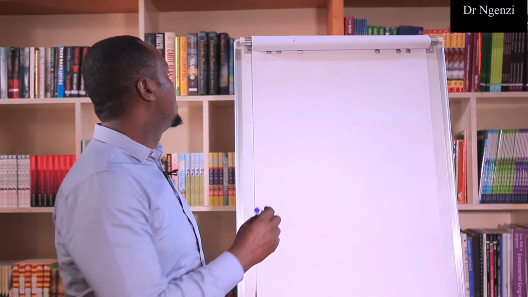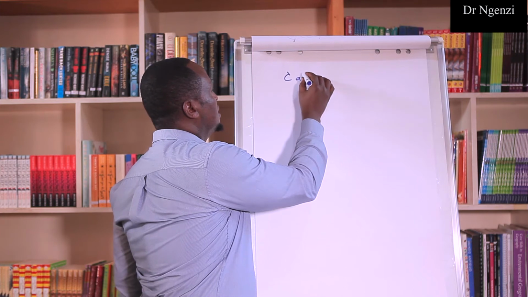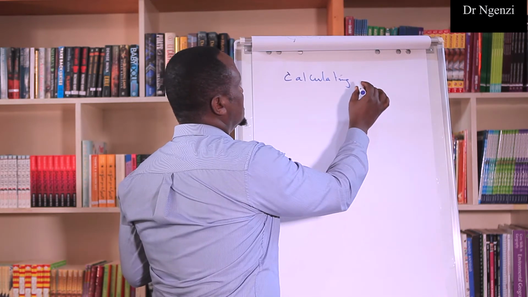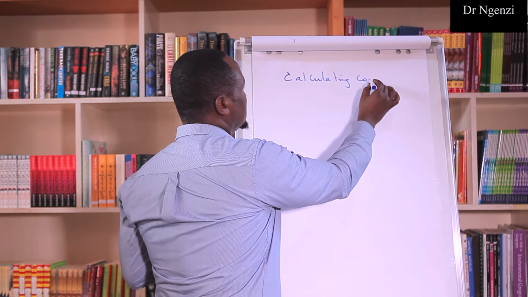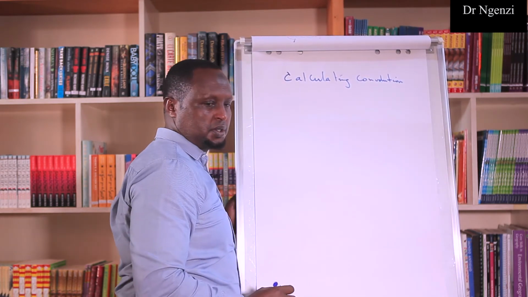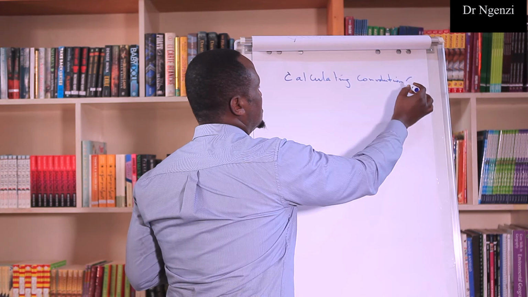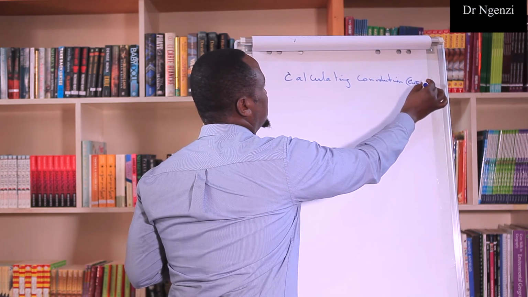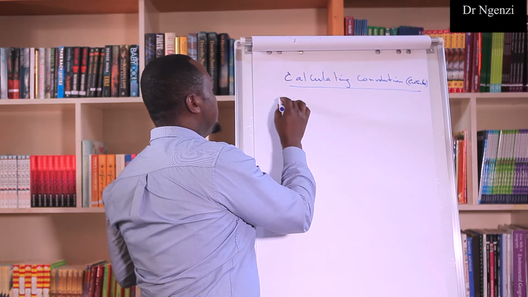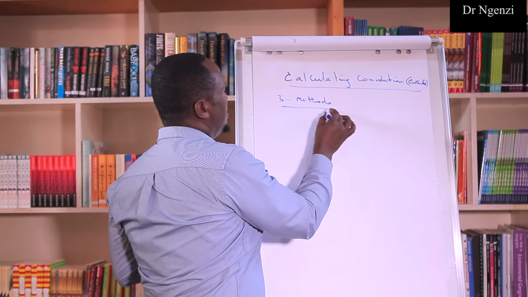Number 1. In this case, we are calculating circular convolution. So how do we calculate them? We have 3 methods. Number 1 is the graphical method.